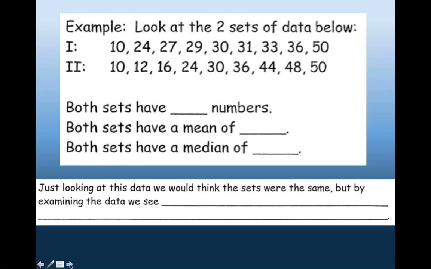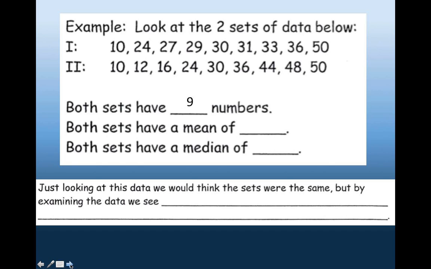So if we look at these two sets of numbers, for example, we have 10, 24, 27, 29, 30, 31, 33, 36, and 50. I know I said those really fast, but they're on your page so you can look at them at your own pace. The second set has 10, 12, 16, 24, 30, 36, 44, 48, and 50. Looking at them really quickly, you notice that both of them have 9 numbers in them. So they have the same amount of entries.